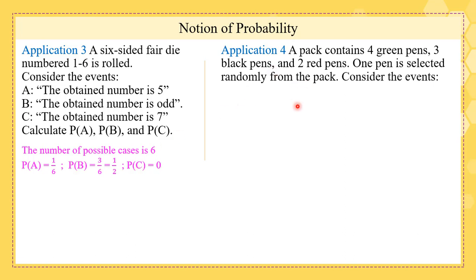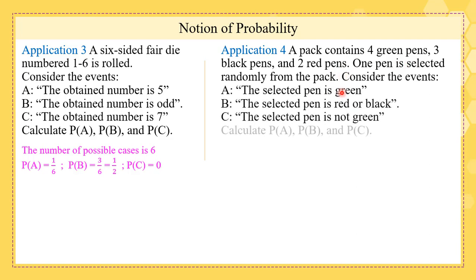Let's see this application. We have a pack that contains 4 green pens, 3 black pens, and 2 red pens. So in general, the pack contains 9 pens. 1 pen is selected randomly from the pack. Consider the events and calculate P of A, P of B, P of C. Try to do it alone.